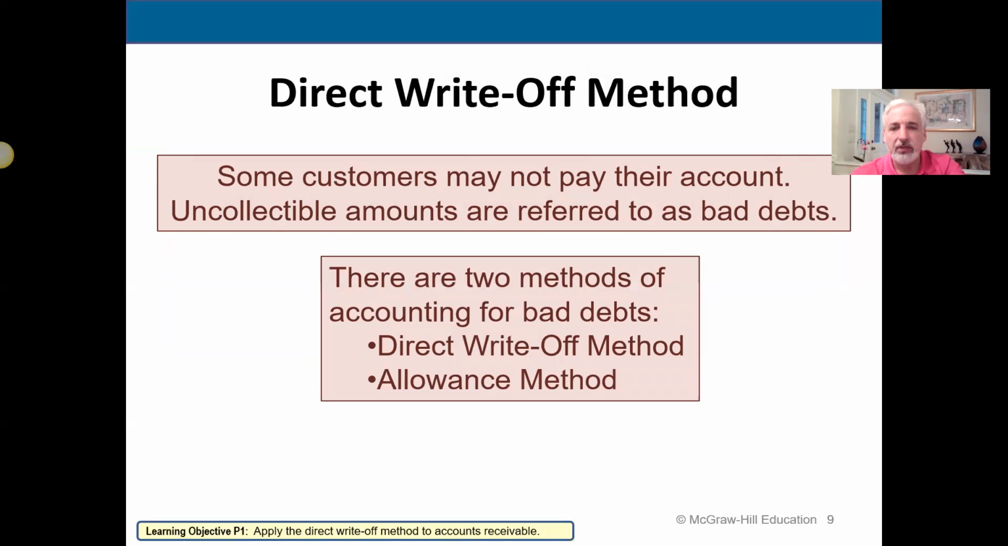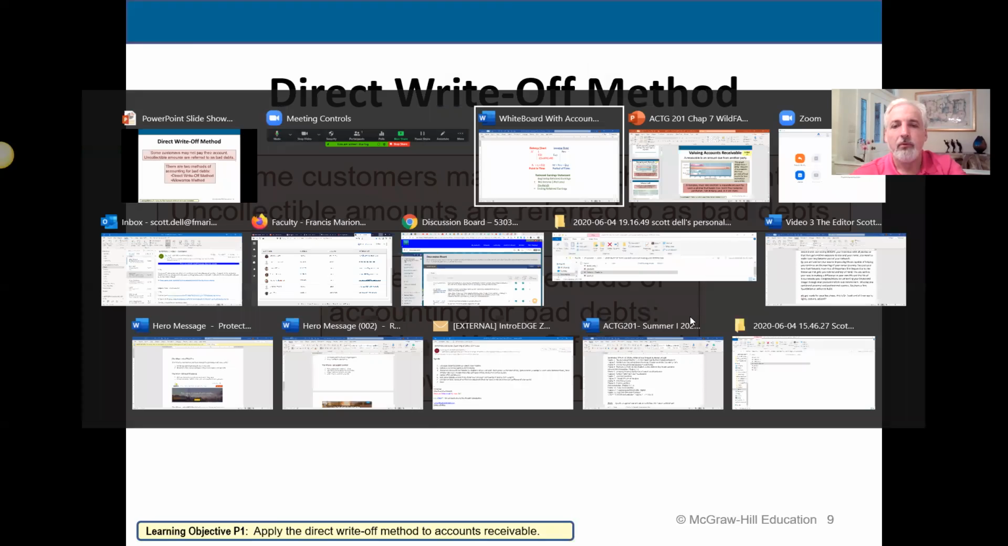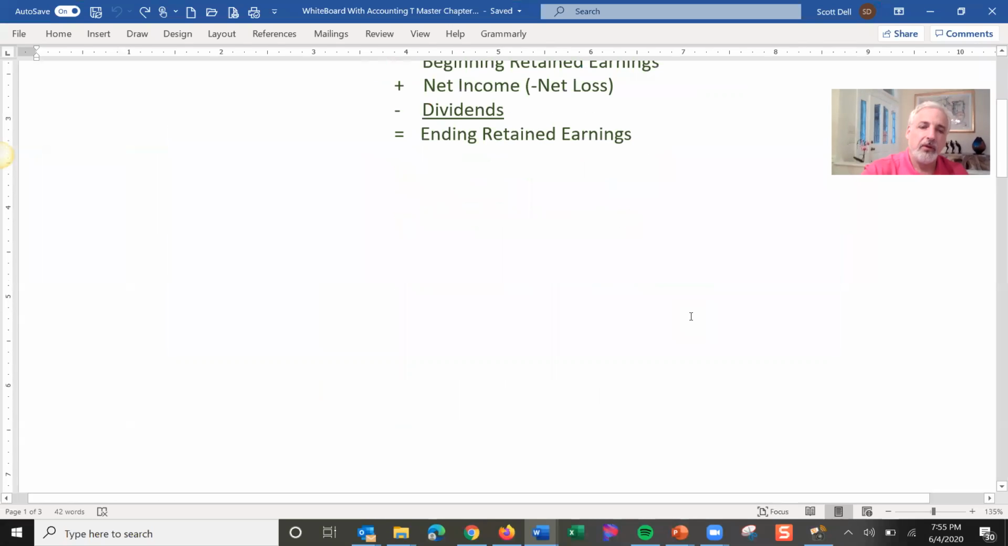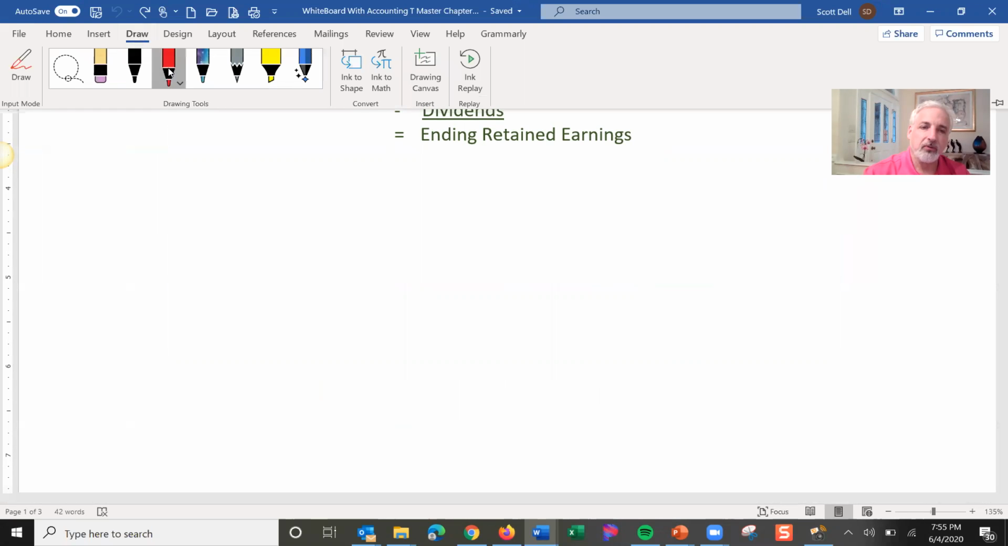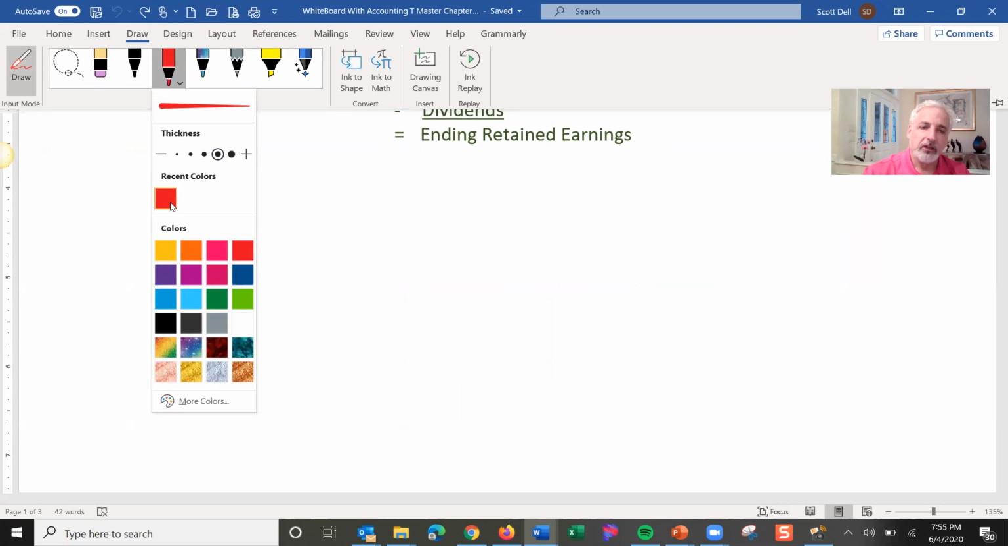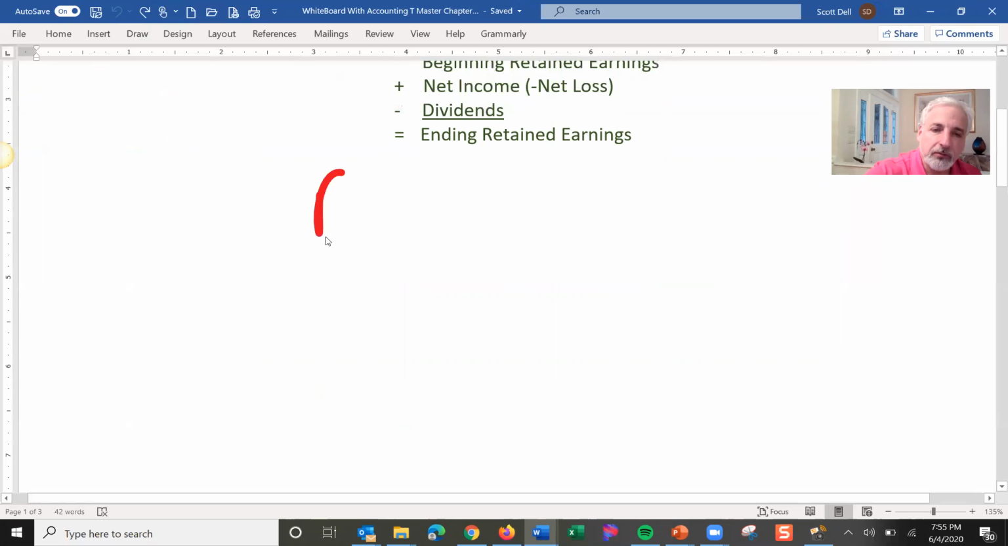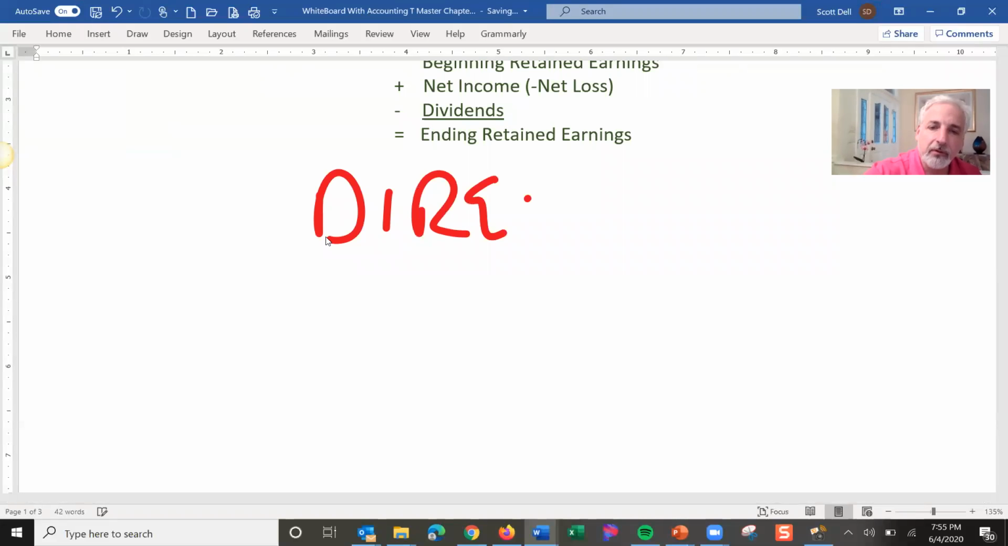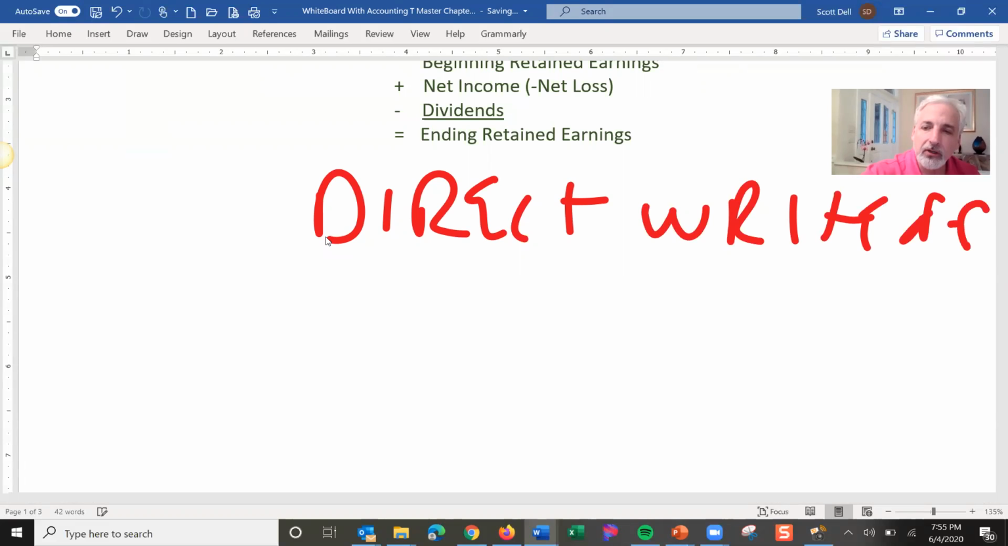So let's talk about 2 methods of tracking receivables that go bad. We have 2 methods that we're going to look at. I'm going to draw this in a little picture for you and make it a little bit more readable. And we'll do it in red. So we have direct write-off. And we also have the allowance method.